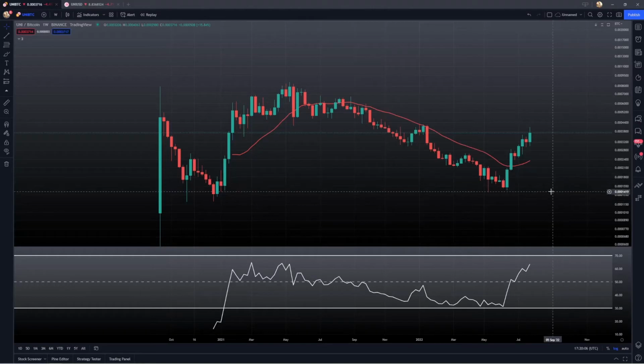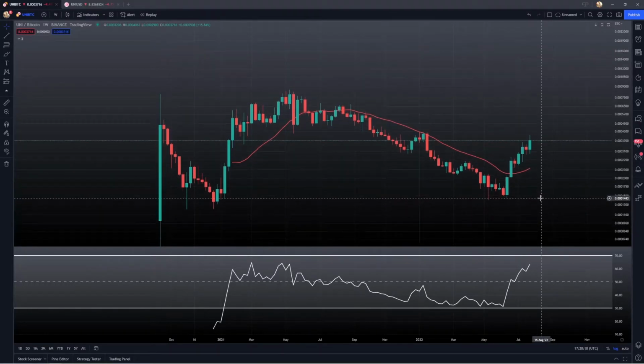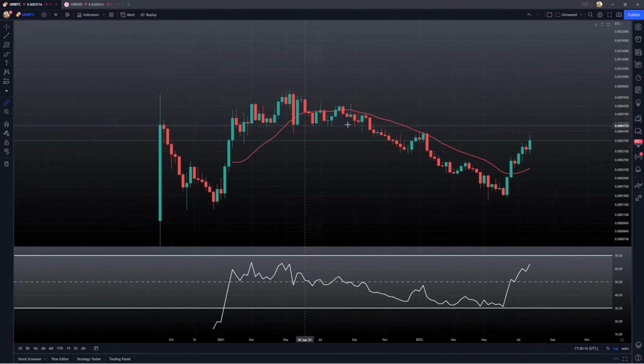So I'm going to start off here on the Uniswap Bitcoin pair, and I really like this pair because it shows us which asset is outperforming which asset, and ideally we want our altcoins to be outperforming Bitcoin. You can see for a long period of time Uniswap was basically just bleeding against Bitcoin, but we've had some sort of longer term shift here where we have this double bottom in place.